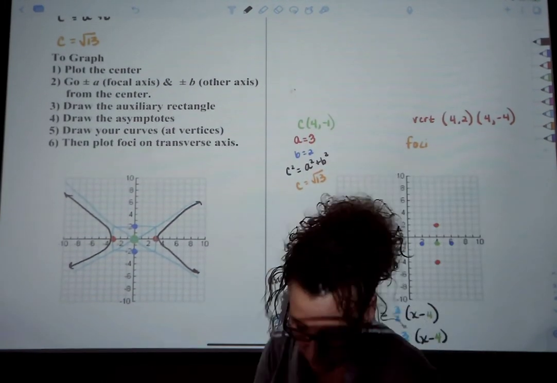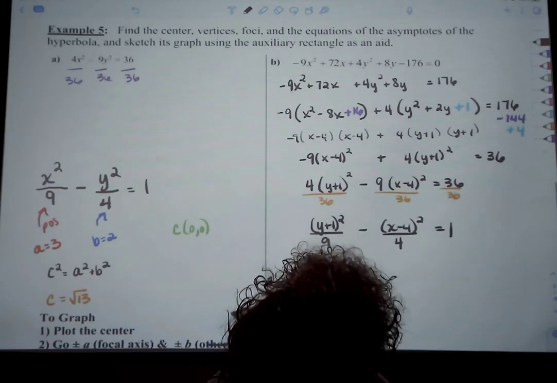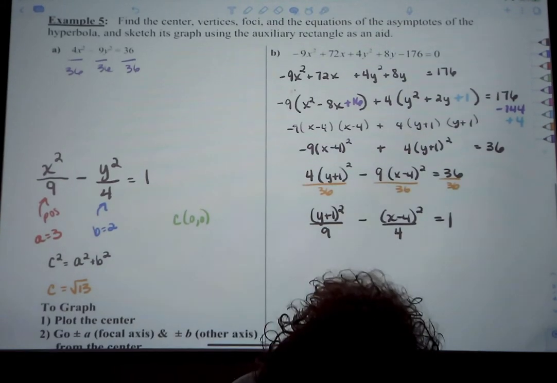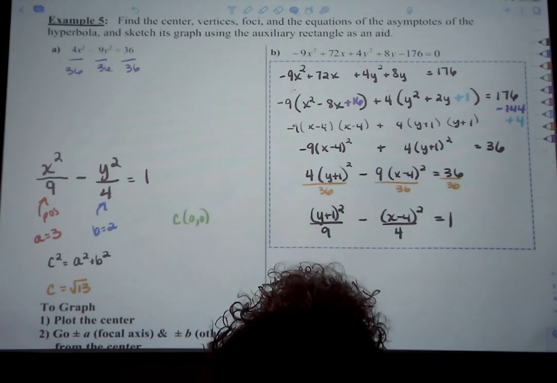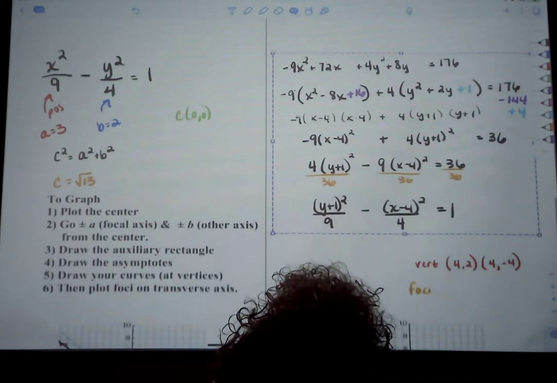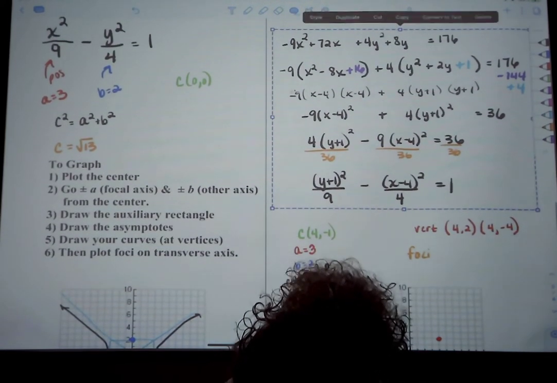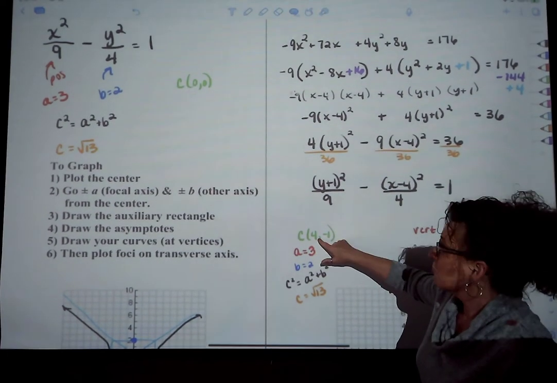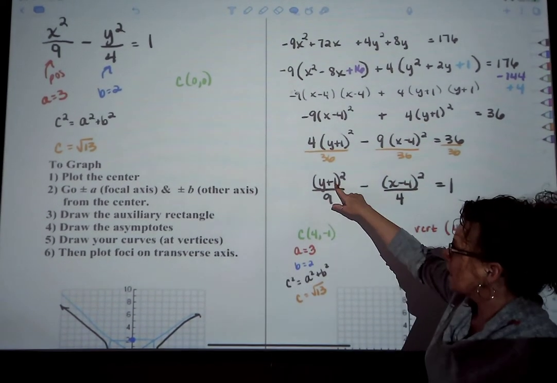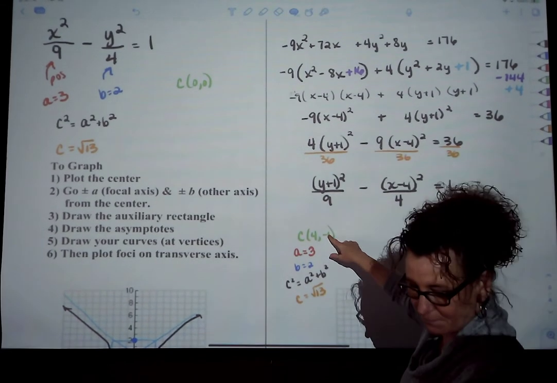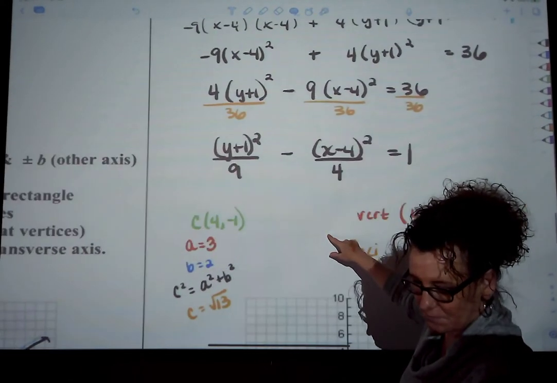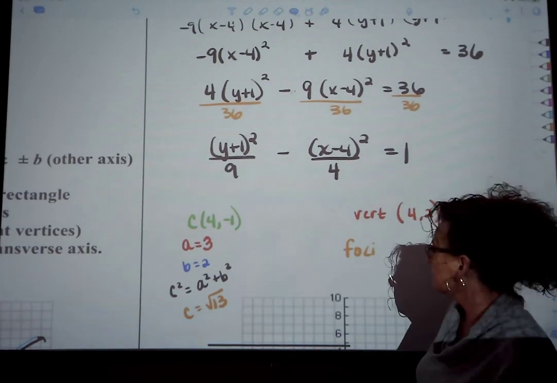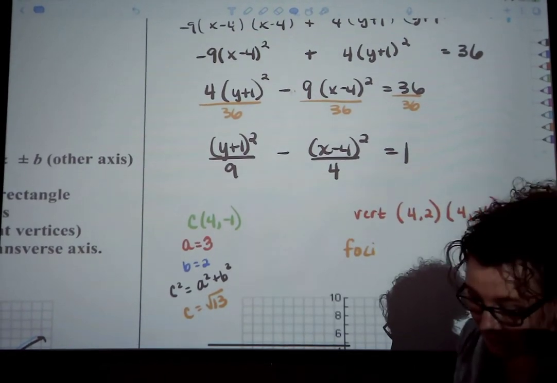So I went ahead and did a lot of the identifying and all that for you. Okay, now you can see it all at once. So I wrote my center. Center is at positive 4 comma negative 1. See that? A is 3, B is 2. I went ahead and found C. And I just started graphing stuff.